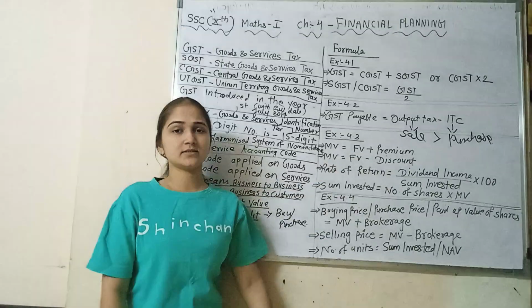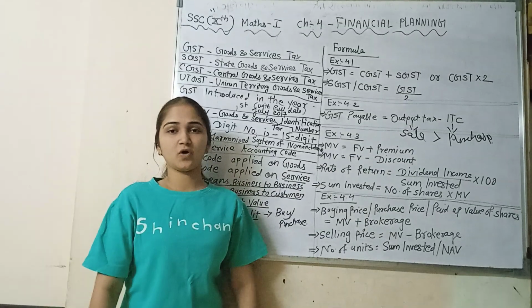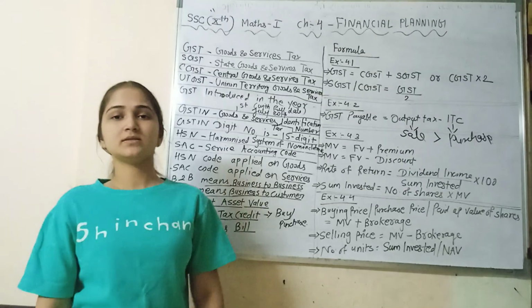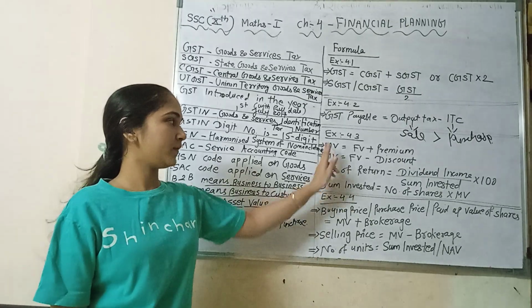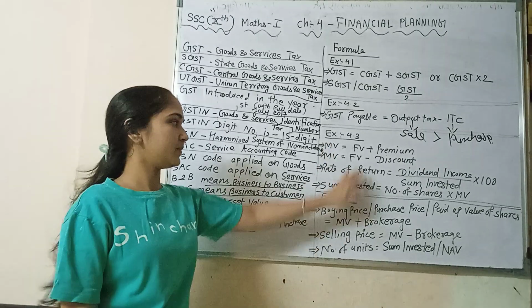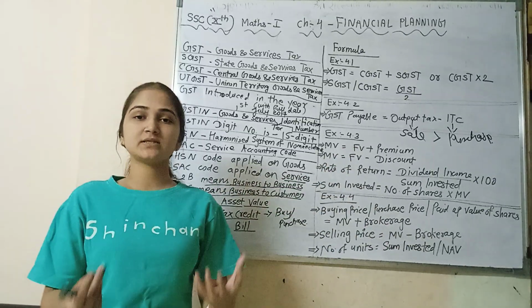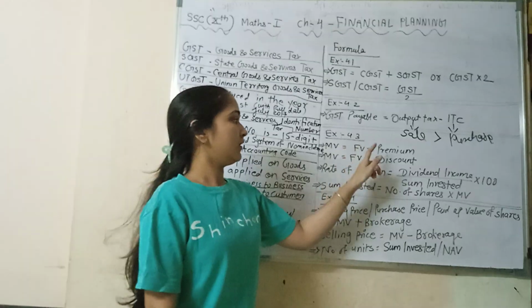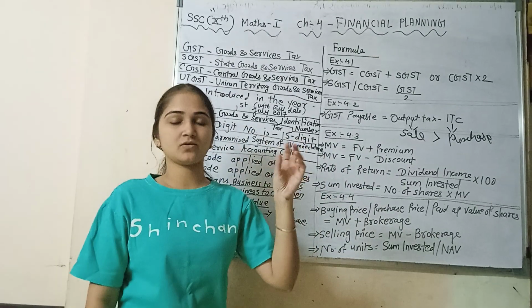Now we will see exercise 4.3. What are the formulas on this? Now the first one is the MV. MV means market value. How can we calculate market value? On the basis of FV, which means face value, plus premium. Premium means the adding price of the share.